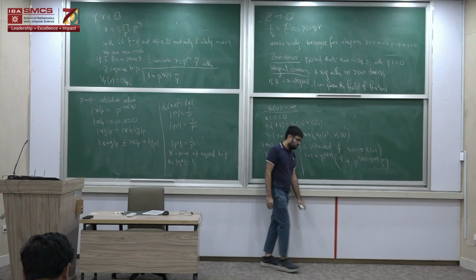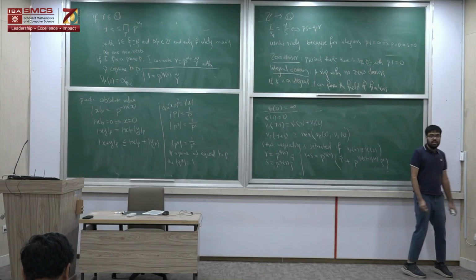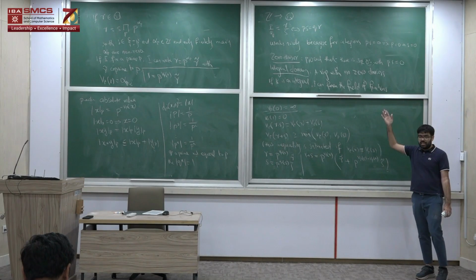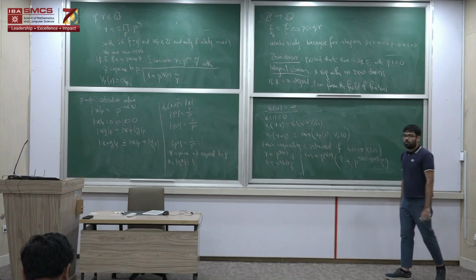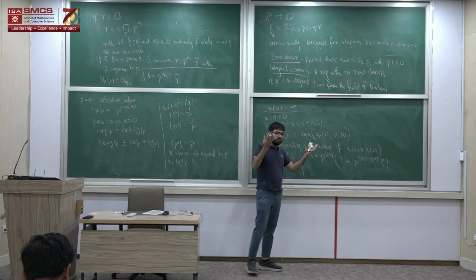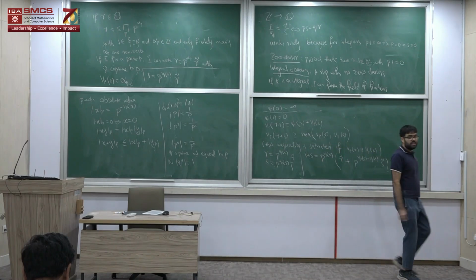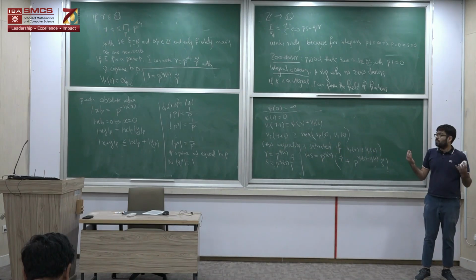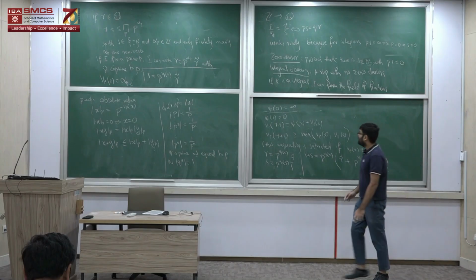So, we have this metric, and now we can do the same thing we did with the normal absolute value to get some new numbers, some new field. That field is called the field of p-adic numbers.